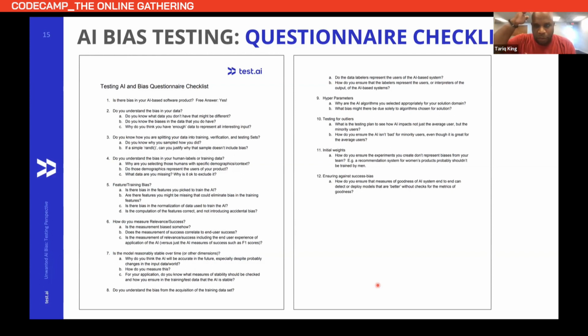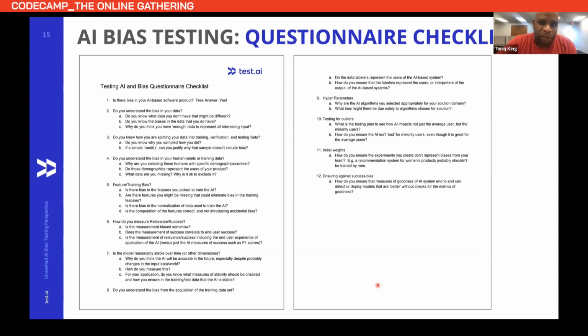And so what we've done over the last few months is compile these into a list of questions that your engineers should be able to start asking, right? First of all, is there bias in the system? Of course, yes, there's bias, right? But that's just a freebie. How do we actually get towards the unwanted bias, right?